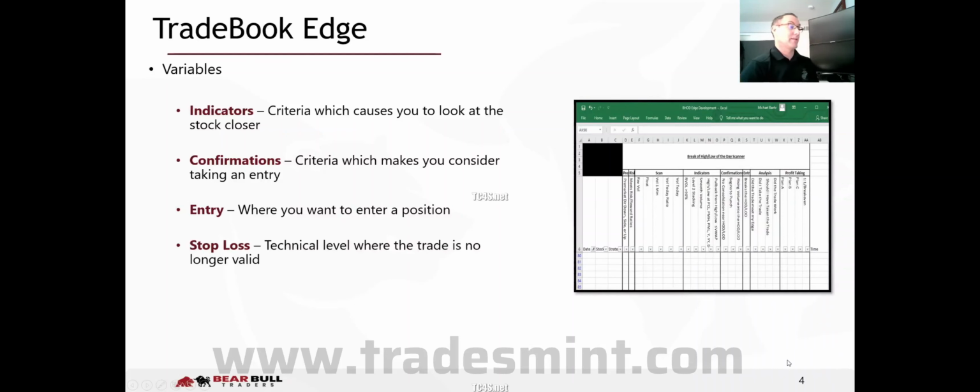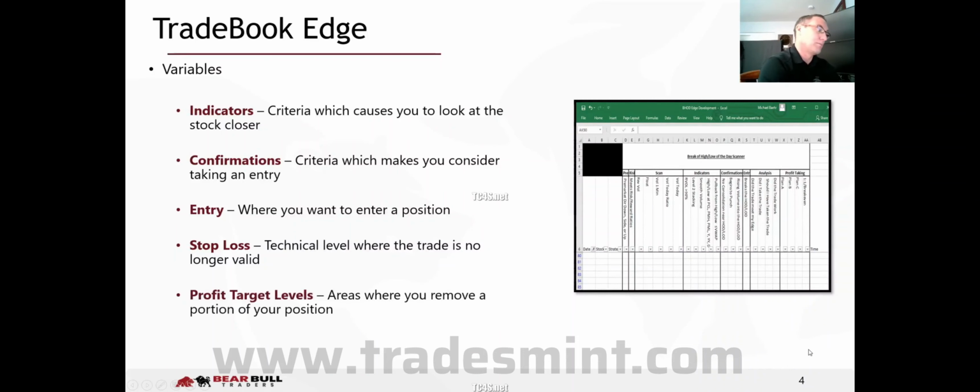Of course, you want to identify your stop loss. It sounds pretty simple, right? It's a technical level where the trade is no longer valid, but that stop loss can be different for everybody. One trader can be more comfortable holding a stop loss closer to the entry, while somebody else may want a wider stop loss at a different technical level because they want to allow the trade to develop. It's going to be unique to you, but you want to make sure that you aren't arbitrarily placing stop losses. You want it at some technical level.